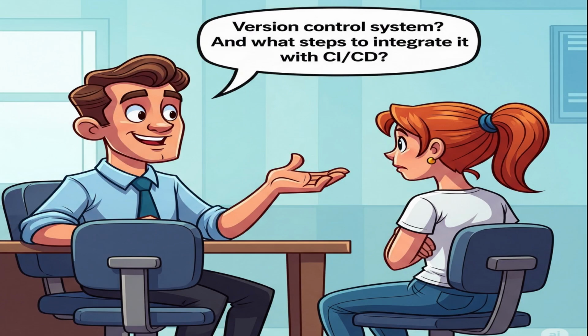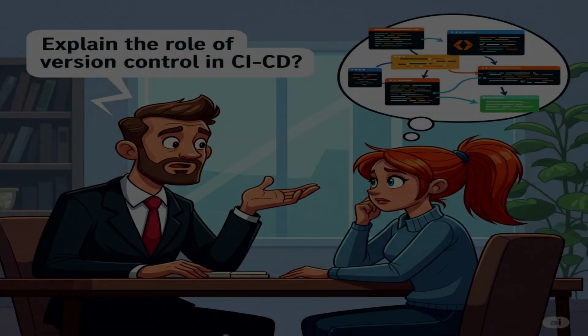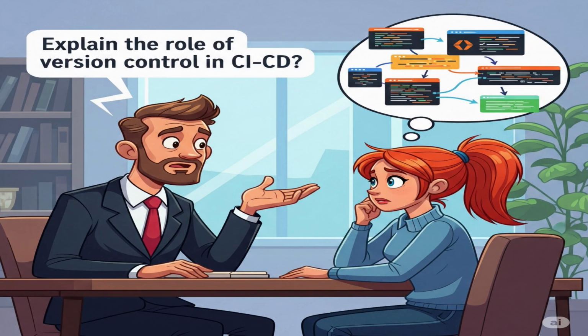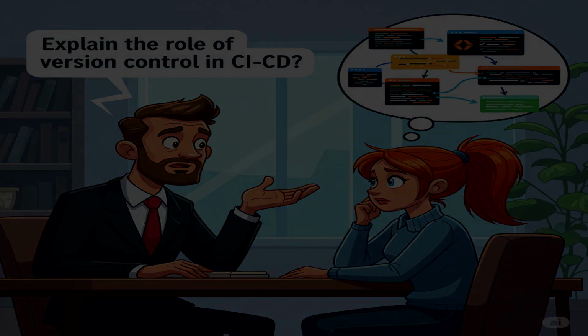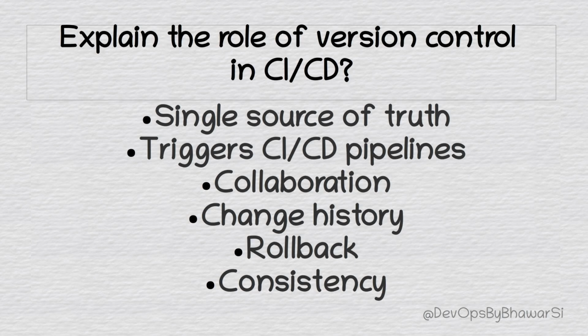Alright guys, now we know that what is version control system and what all steps we need to take to integrate it with CI/CD. Let's move on to the next question. And our third question today is to explain the role of version control, for example Git, in CI/CD. Version control is very essential for CI/CD because it can track code changes, enable collaboration, and trigger automated builds and deployments. Let's have a look at its roles in steps.